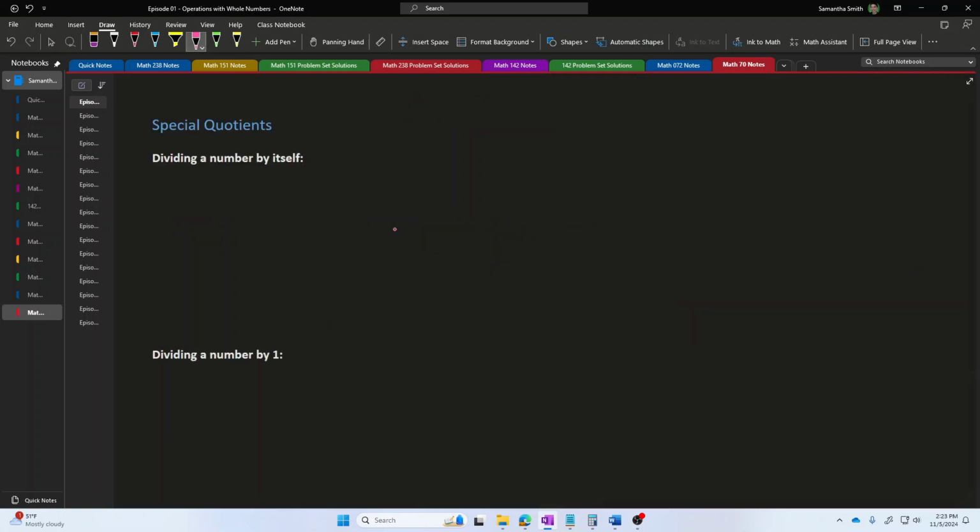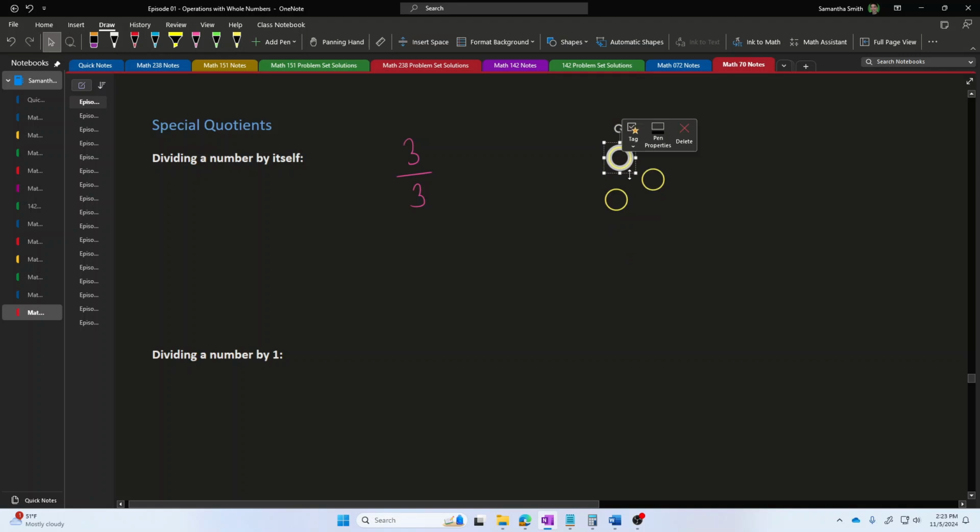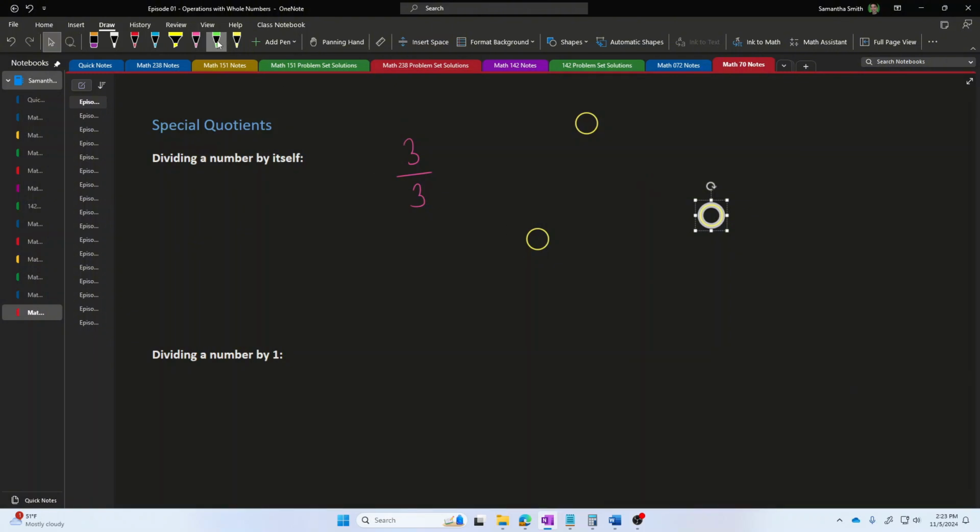For example, what happens if you divide a number by itself? If I had 3 divided by 3, then I would be taking a pile of 3 objects and making 3 groups. Now, if I take a pile of 3 objects and make 3 groups, then every single pile ends up with only 1 object in it. And this happens every single time. If you divide a number by itself, the result is always going to be equal to 1.